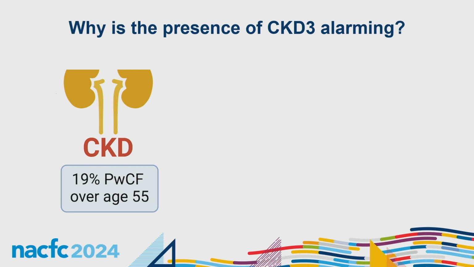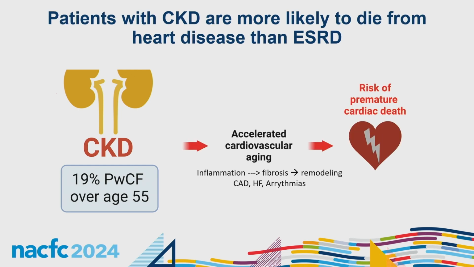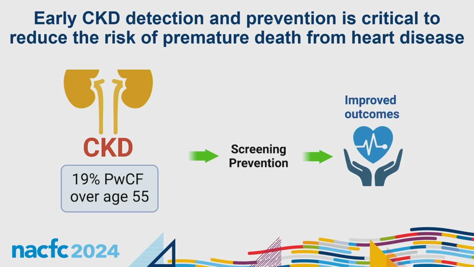So why is the prevalence of CKD so alarming? Studies from the general population have established that CKD accelerates cardiovascular aging. It causes very severe inflammation in the cardiovascular system, and it leads to remodeling and fibrosis, which presents clinically as coronary artery disease, heart failure, arrhythmia, and also sudden cardiac death. And this is also true for the aging population of people with CF.